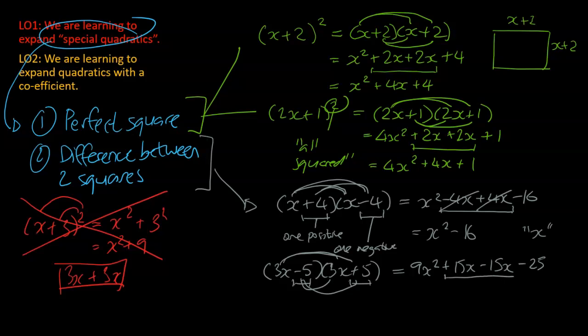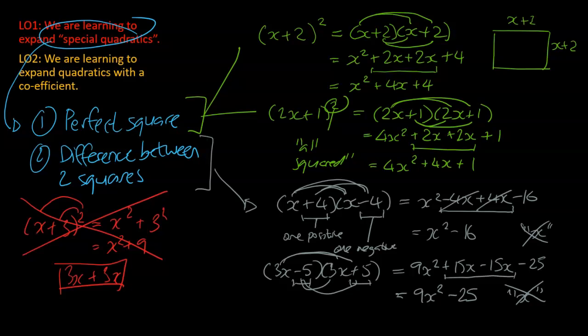And again, that middle portion, have a look. We've got 15x minus 15x. They're going to cancel each other out. So that's going to become 9x squared minus 25. So again, that x portion in the middle, just like before, has disappeared.